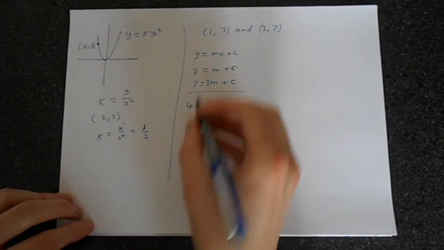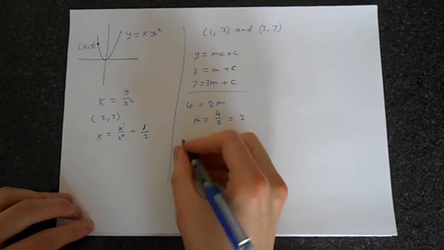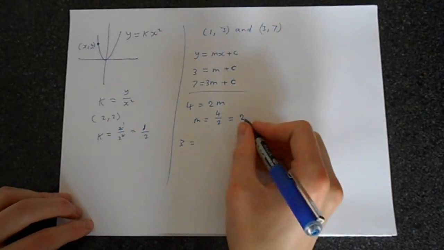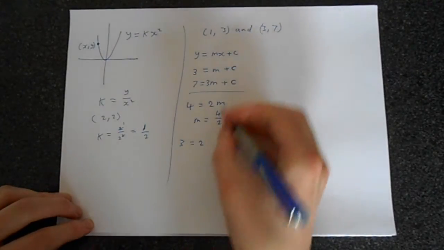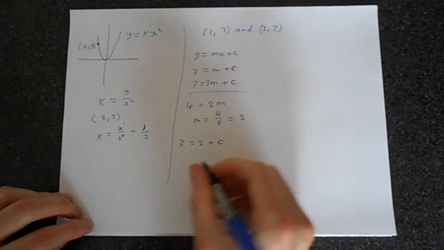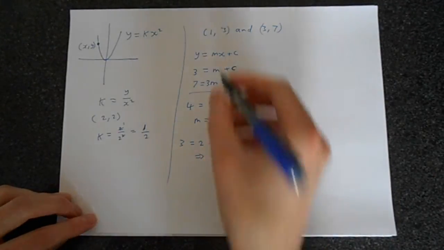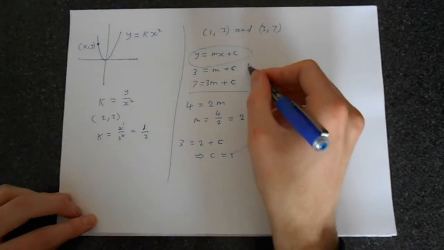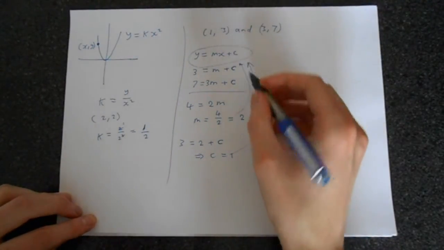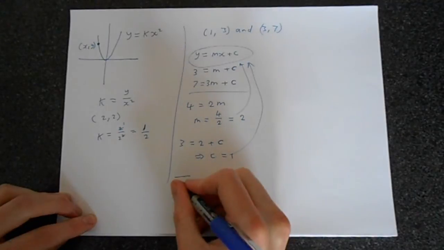Now we can substitute back in here. We can say that 3 equals, well, our m is 2, I'm just using this equation, plus c, and it doesn't take a genius to work out that c is 1, and this is our equation here. Put these back in, these values we've got, what does that give us?